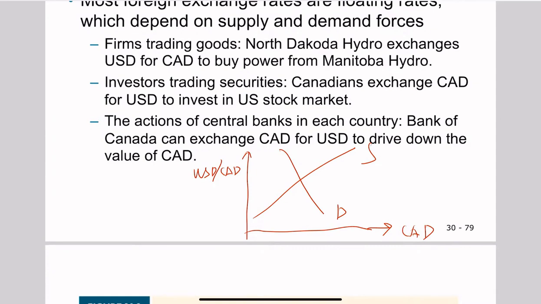Now if the firm North Dakota Hydro exchanges USD for CAD, this basically means it becomes a buyer of Canadian dollars. So the demand curve for Canadian dollars will shift to the right. This basically tells you the exchange rate will increase, or you could say you need more US dollars to buy Canadian dollars, right? Or you could say Canadian dollars appreciates.